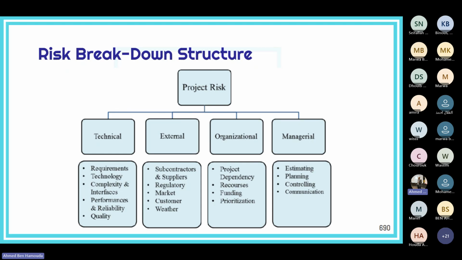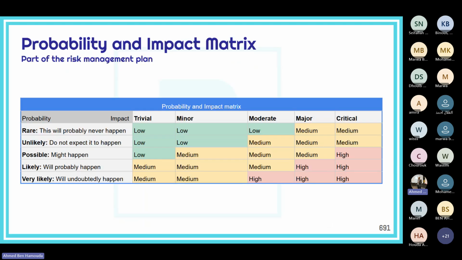Okay. Also, as part of your risk management plan, it is quite important to prepare a probability and impact matrix. Okay, so what's a probability and impact matrix? For example, you will define a few levels of probability. Now, here in this example, we have defined 5 levels of probability.